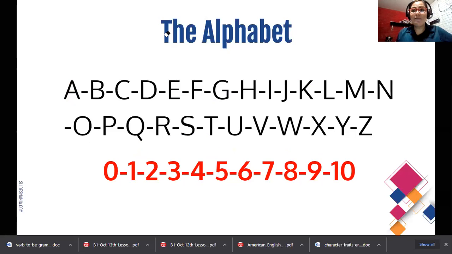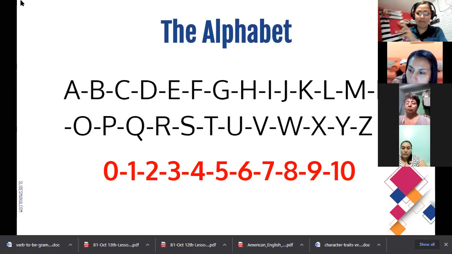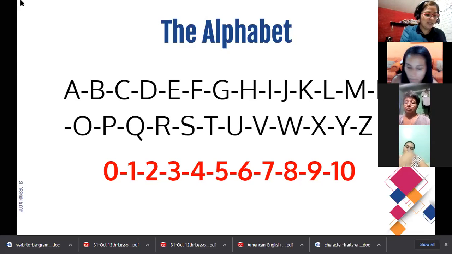Okay, now everybody, we are going to have a dictation practice. Voy a hacer un dictado. Okay, so get ready with your pencil and your notebook. Okay, I have here my pencil and my notebook. Okay, everybody, please have a notebook or a piece of paper. Ya sea un pedazo de papel, un notebook, libreta y un lápiz.